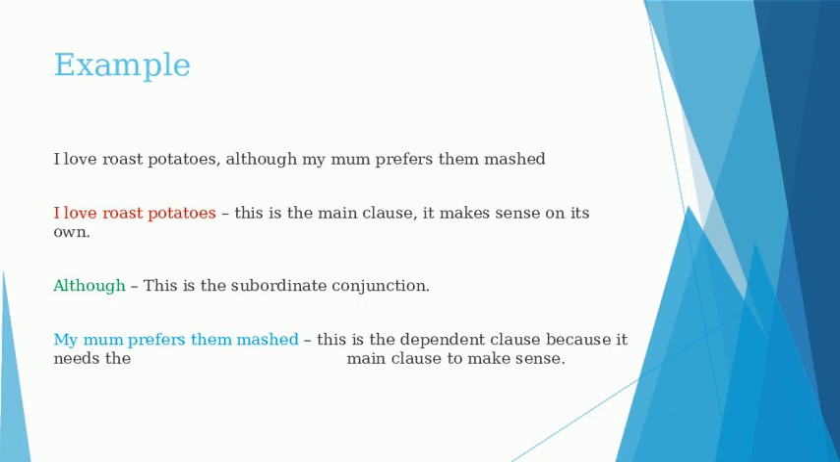Okay? So we'll review again. I love roast potatoes. This is the main clause because it makes sense on its own. Although, this is the subordinate conjunction. And my mum prefers them mashed. This is the dependent clause because it needs the main clause to make sense.